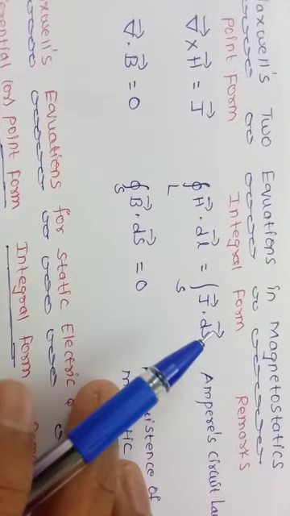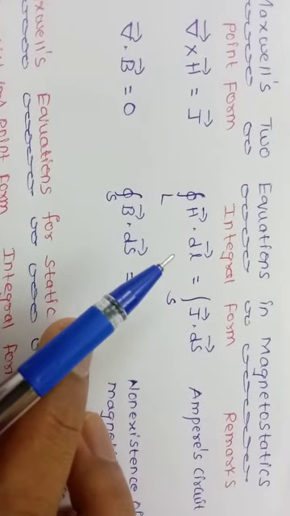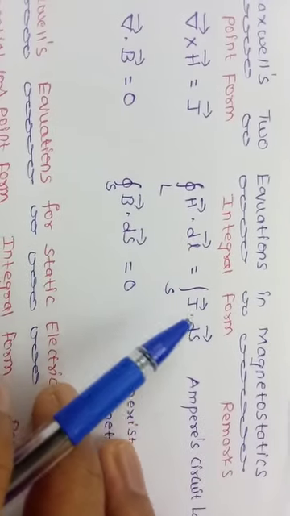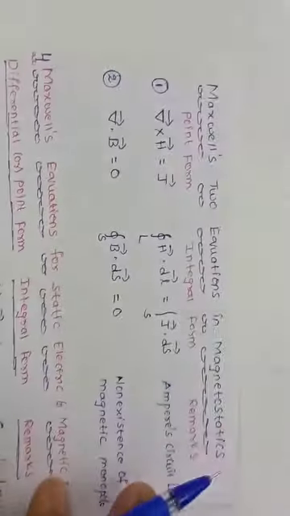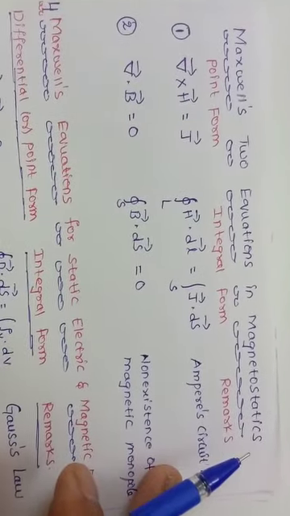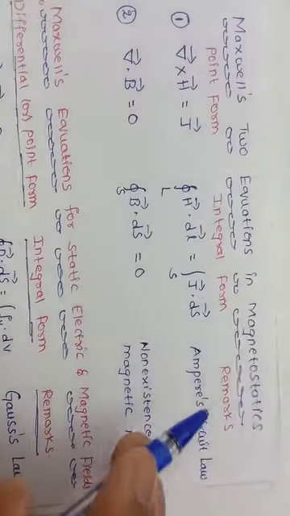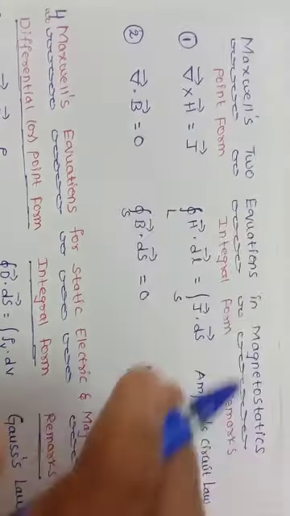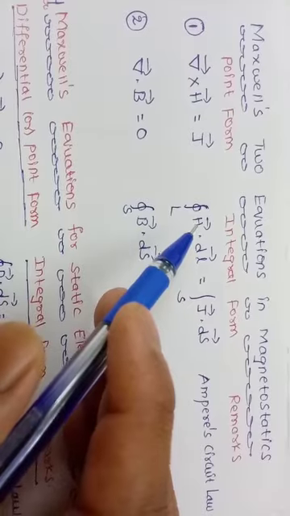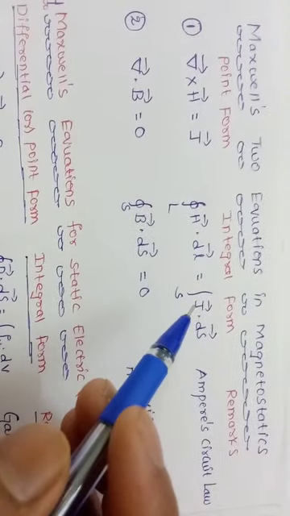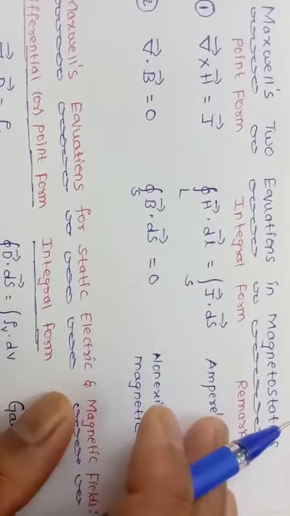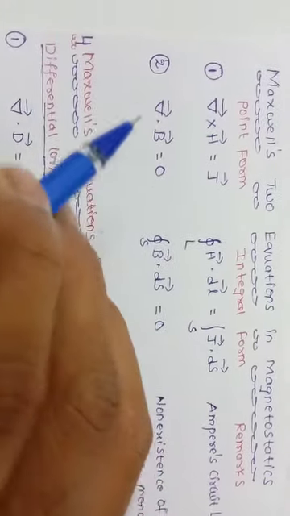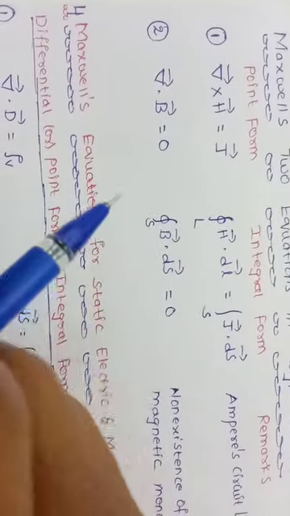Now in the integral form, the closed line integral of magnetic field intensity is equal to the open surface integral of current density. This first Maxwell's equation in magnetostatics is derived from Ampere's circuital law. Ampere's circuital law states that the closed line integral of H is equal to I enclosed, where I enclosed is equal to the surface integral of J dot dS. Is it clear?